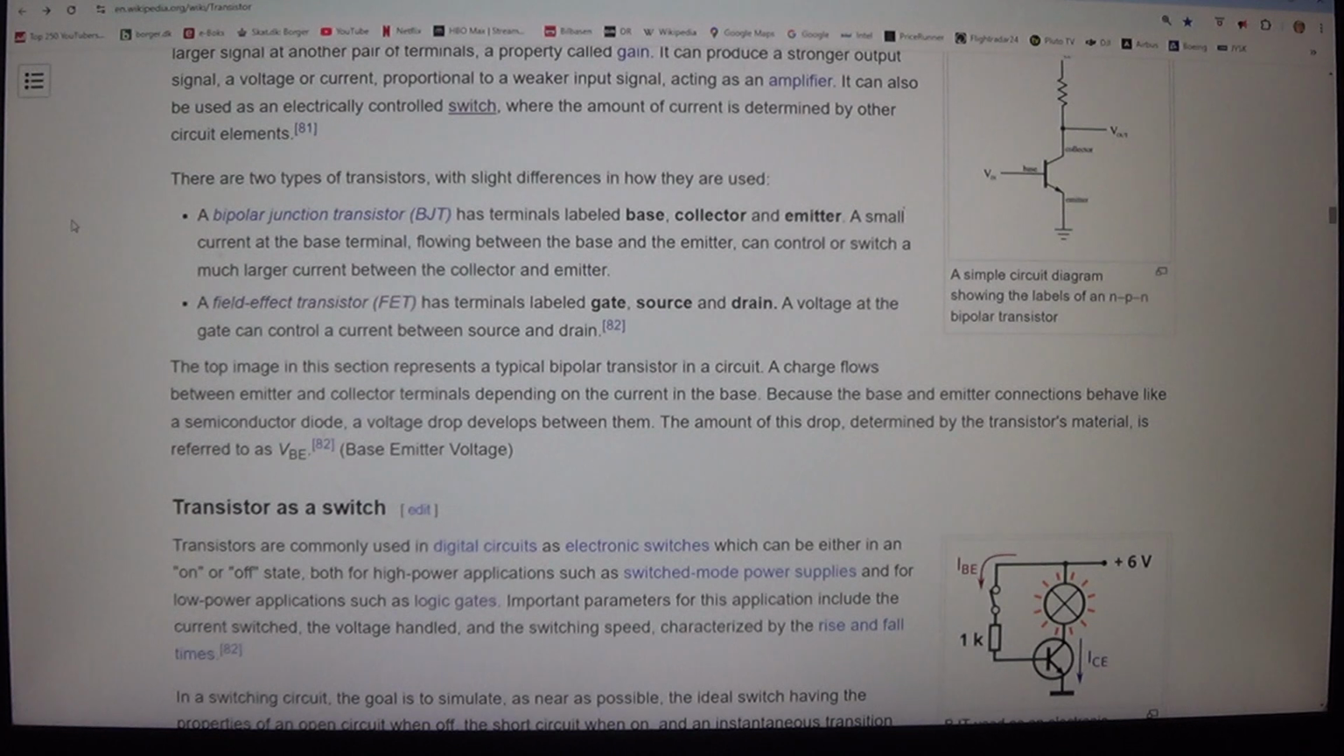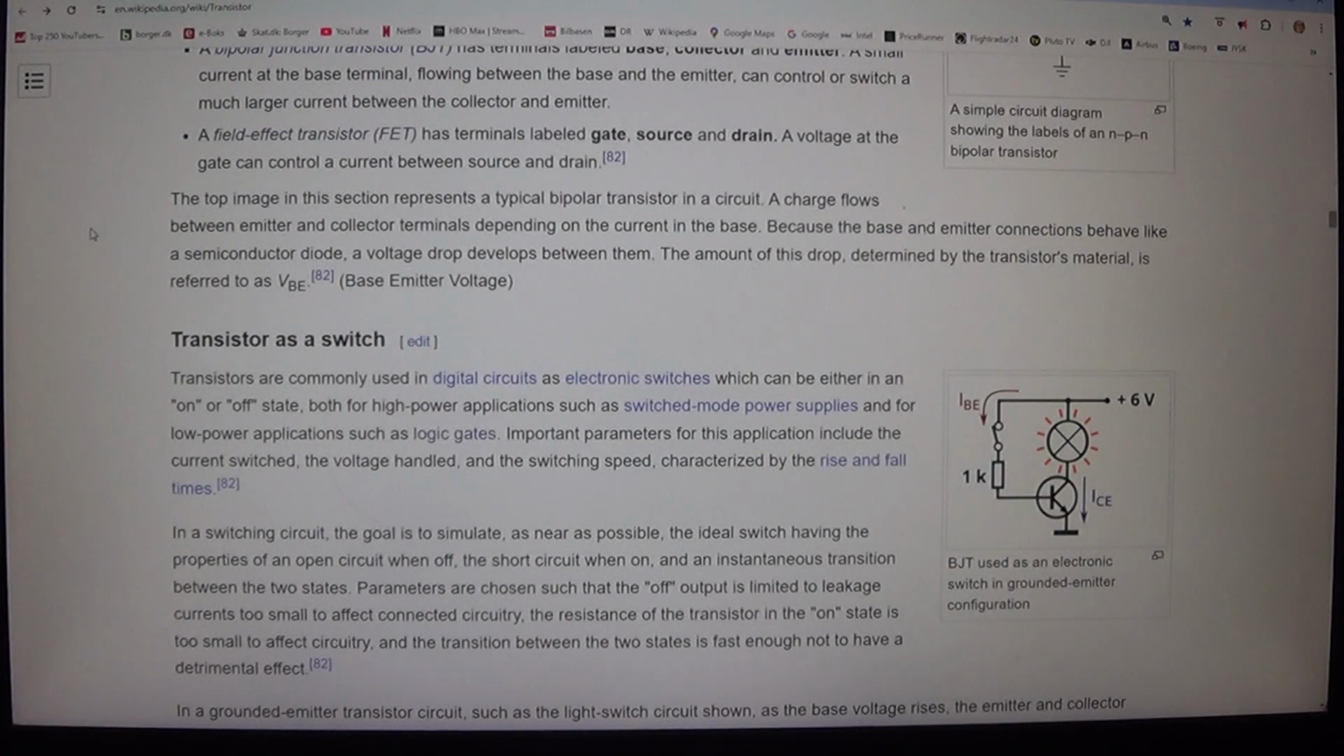The top image in this section represents a typical bipolar transistor in a circuit. A charge flows between emitter and collector terminals depending on the current in the base. Because the base and emitter connections behave like a semiconductor diode, a voltage drop develops between them. The amount of this drop, determined by the transistor's material, is referred to as VBE.